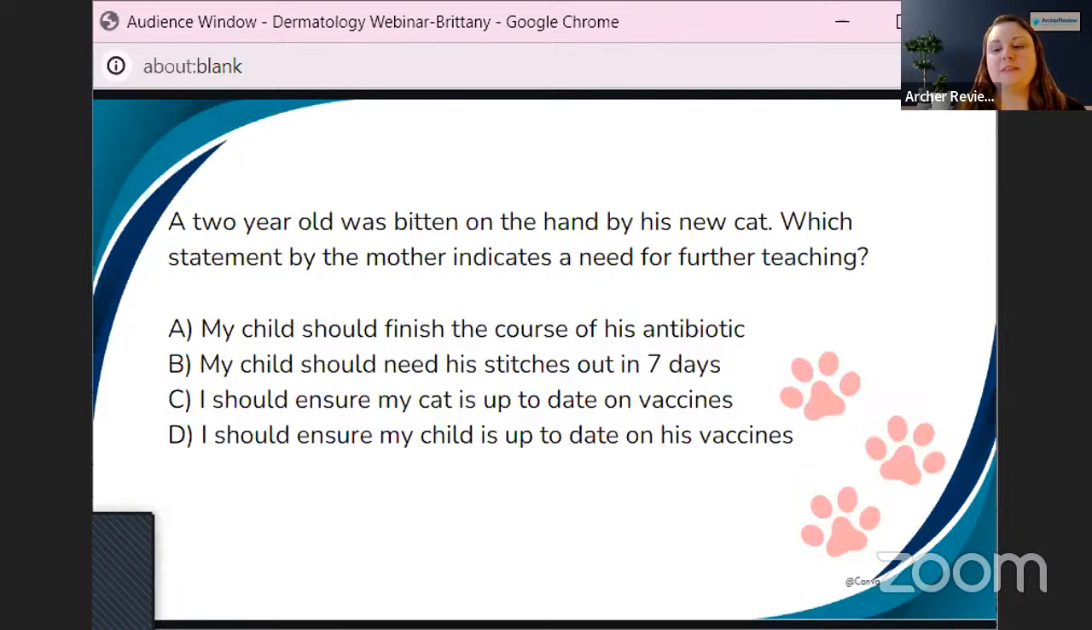So A, my child should finish the course of his antibiotic. B, my child should need his stitches out in 7 days. C, I should ensure my cat is up to date on vaccines. And D is I should ensure my child is up to date on his vaccines. Okay, that's right. B, absolutely. We're not stitching this, right? So if they are expecting stitches, or if somebody stitched it, whatever it be, that is incorrect, because we're not going to stitch those dog or cat bites. We are going to give them some antibiotics. Of course, it's always a good idea to make sure everybody's up to date on their vaccines, kids and pets. But the stitches, that's going to be a no-go.